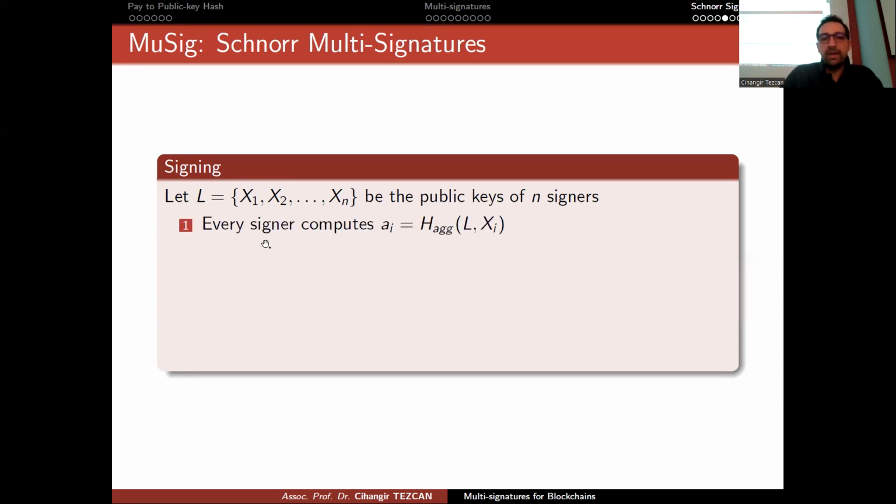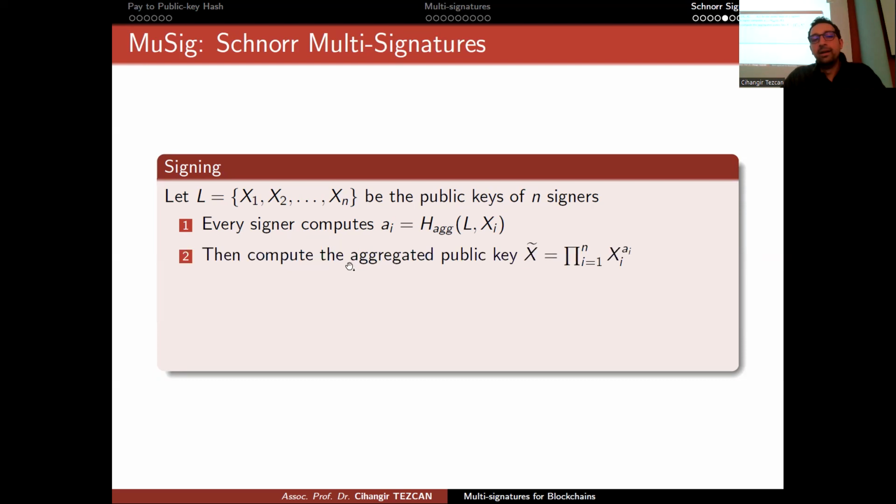So signing works like this. Every signer computes the hash of the set L and the ith user's public key, and obtains a_i. Okay, here instead of writing H for the hash function, I put H_agg for short, for aggregation. So actually when signing or doing other operations like aggregation here, we need to use different hash functions. Okay, I will come back to this. So here I'm using H aggregation. Okay, so everybody computes small a_i's.